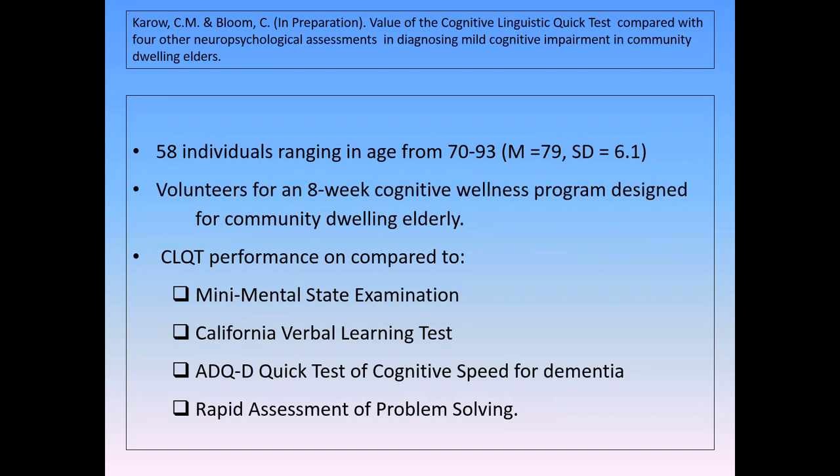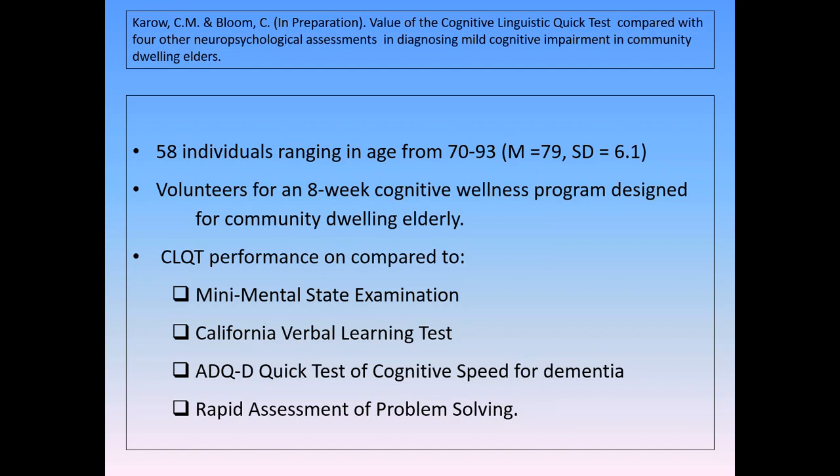Okay, mild cognitive impairment. This is a study by my colleague Colleen Carreau, and her colleague Charlotte Bloom, that's now in preparation. They looked at the value of the Clickit and compared it to four other neuropsych assessments in diagnosing mild cognitive impairment in community dwelling individuals. So they have 58 individuals. You can see that because they're elders, they were 70 to 93, and I know that goes slightly out of the range at 93 for the CLQT, but others are finding that ranging a little bit out of that, 89 is okay for the use of the Clickit.